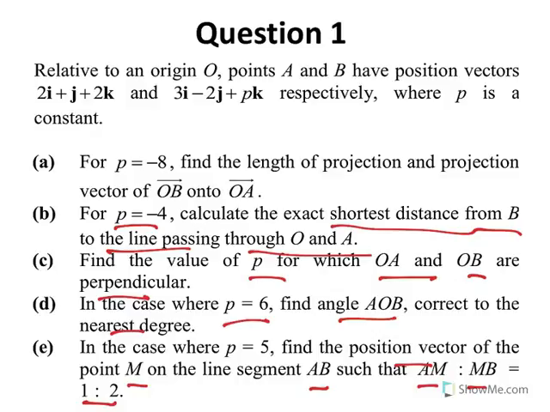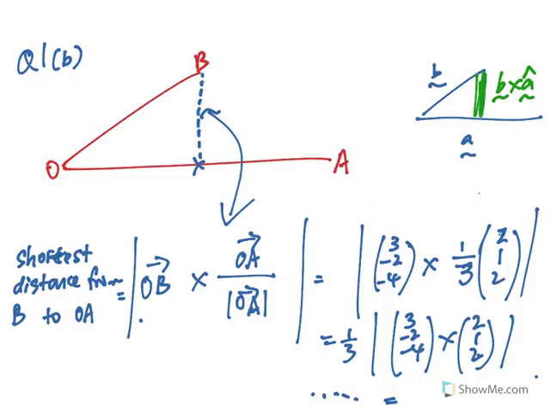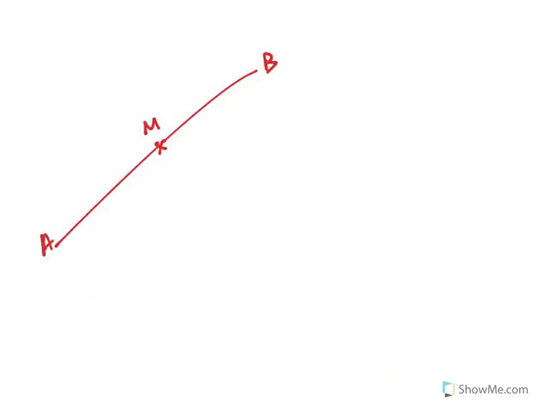Where P equals 5, find the position vector of point M on the line segment AB, AM to AB equals 1 to 2. A lot of vector questions, it will be very helpful if you draw. You can see things much better. So you draw AB. M lies on AB. Sorry, AM and MB is 1 to 2.